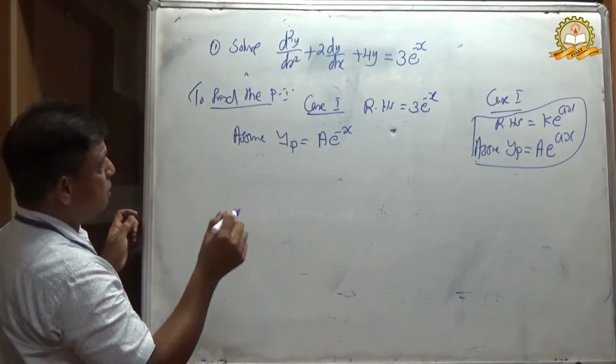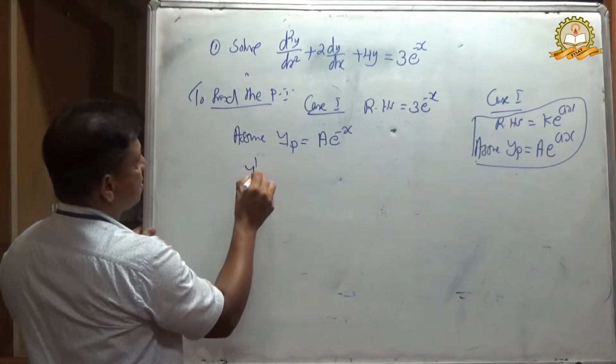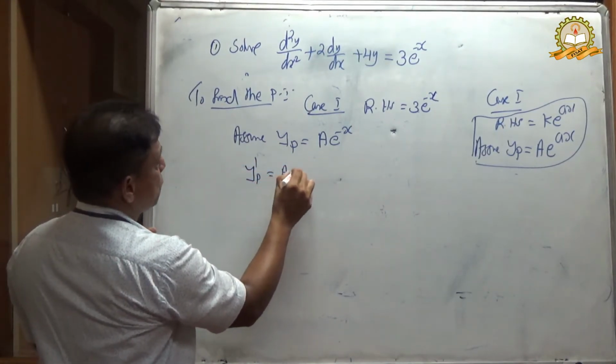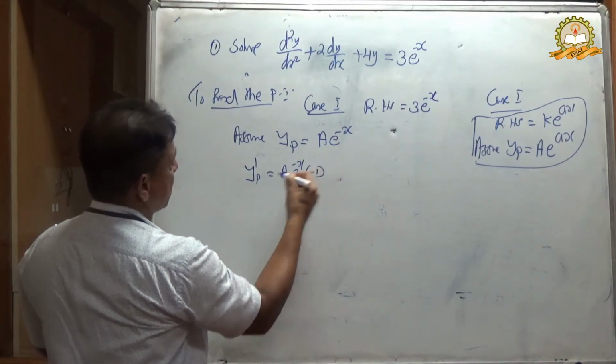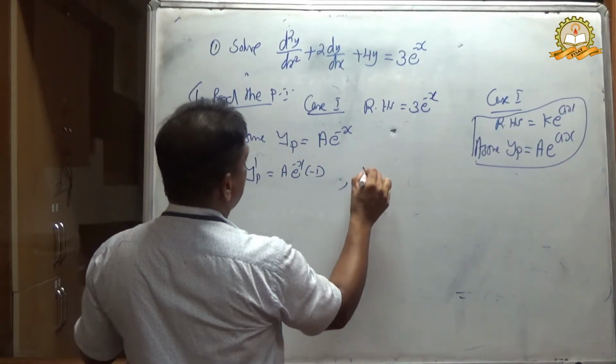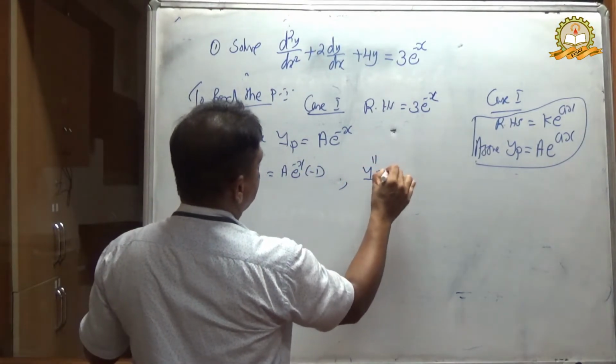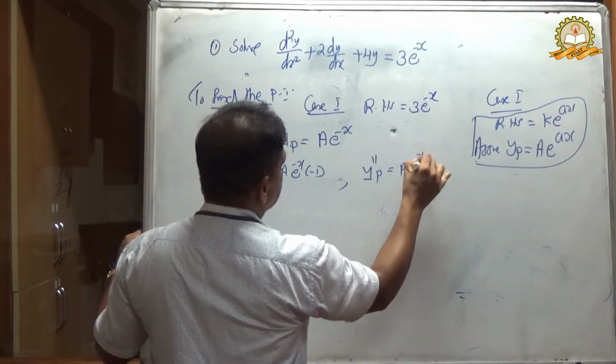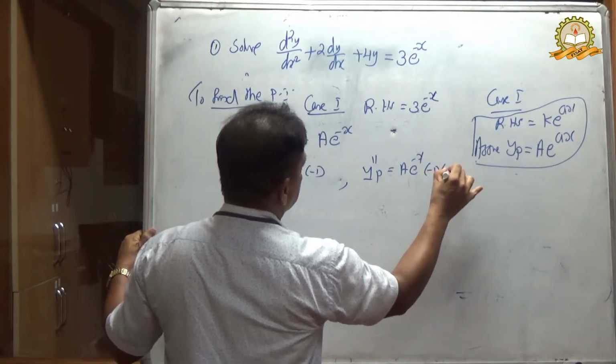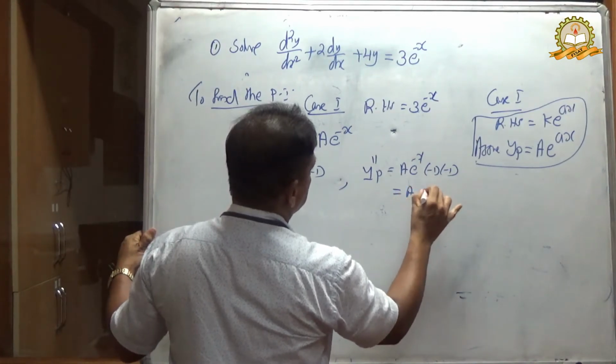Then the next step is to find y dash. That is A into e raised to minus x into minus 1. Then find y double dash p. That is A into e raised to minus x into minus 1 into minus 1, that is A into e raised to minus x.